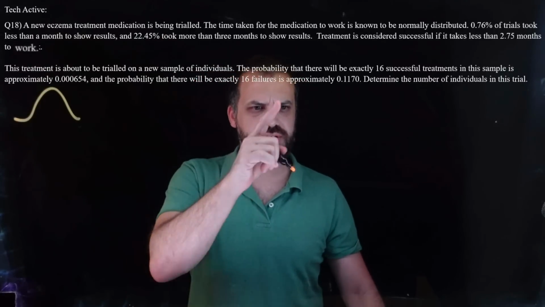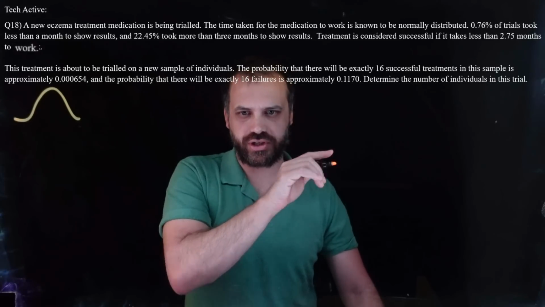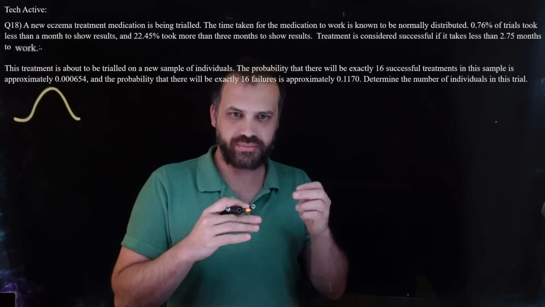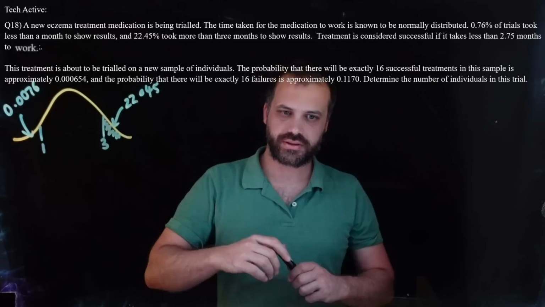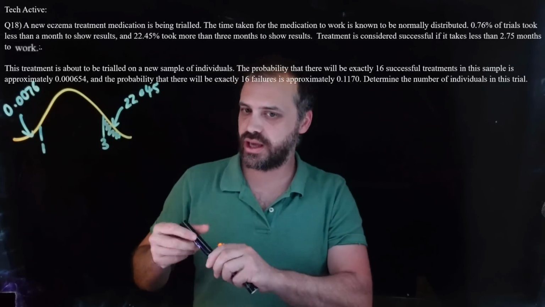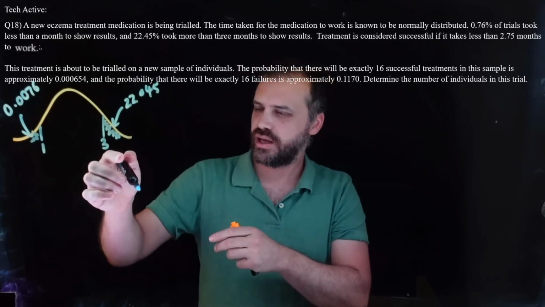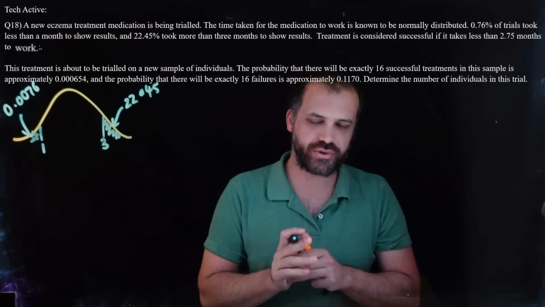And then we're told this interesting thing. 0.76% of trials took less than a month, and 22.4-something percent took more than 3 months. Also a classic. So this is the picture we have: a normal distribution with an area of 0.0076 being less than 1, and an area of 0.2245 being more than 3.